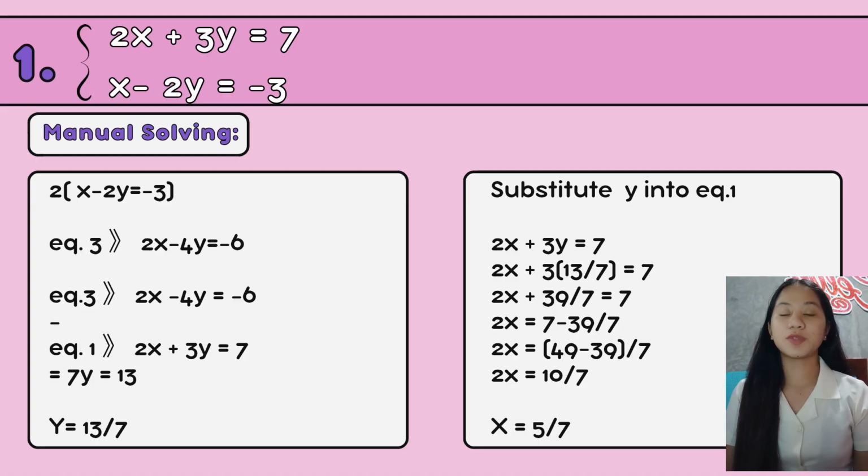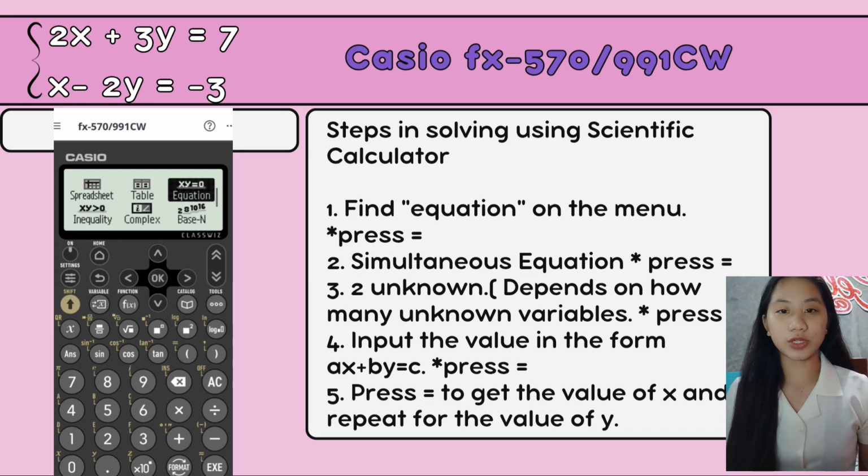And then we're going to substitute y into equation 1. Therefore, we got 2x plus 3 times the value of y equals 7. And we got the value of x, which is 5 over 7. Now, let's try to use a scientific calculator. So, we have here the Casio model fx-570 991 CW.